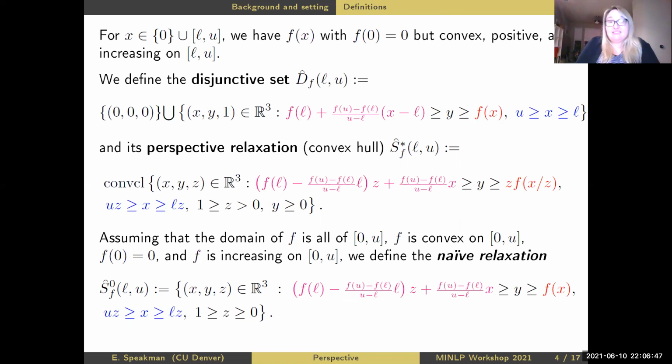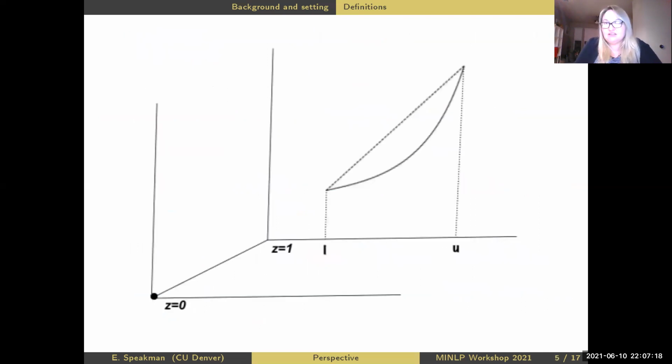The perspective relaxation of that disjunctive set we get by first relaxing our z to be between 0 and 1. And then in addition, we apply a perspective transformation to our functions that bound y. So this f of x has become the perspective, z times f of x over z. And then this lid, we've just taken the perspective of this lid. Now, this perspective relaxation, in fact, gives us the convex hull.